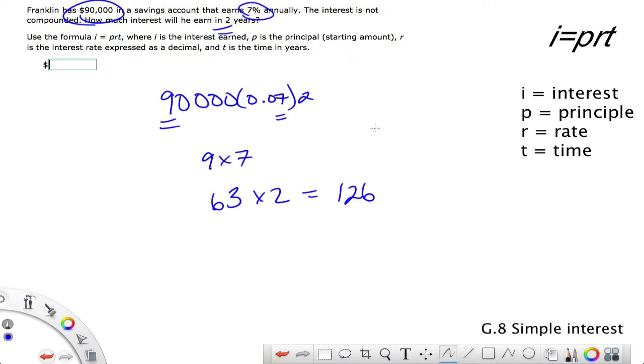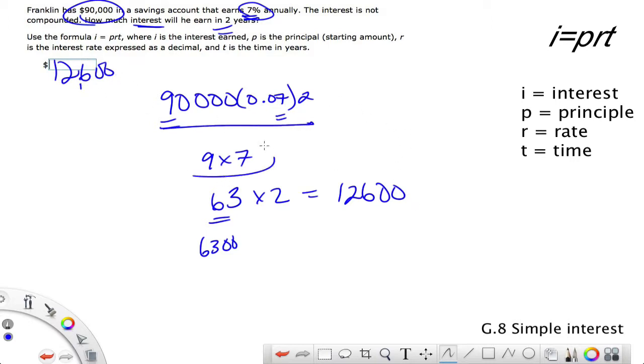So now here's where things get a little bit interesting. 10% would be 9,000. So it's got to be just a little bit under 9,000. Well, that'd be 6,300 times 2. So that would be a total of 12,600 for the interest. So again, we're using multiplication, ignoring decimals, using estimation to figure out where to put them or where to add the zeros, and then getting a final answer that's reasonable.